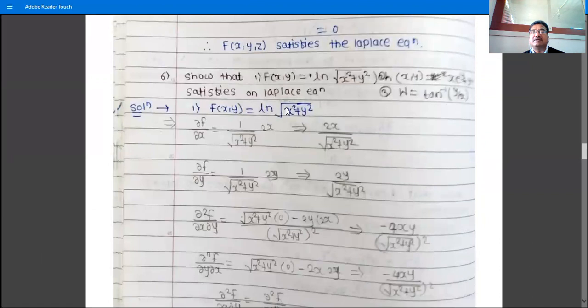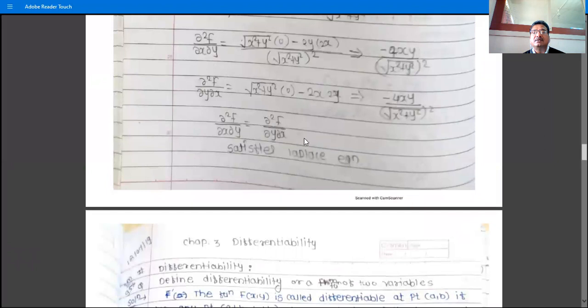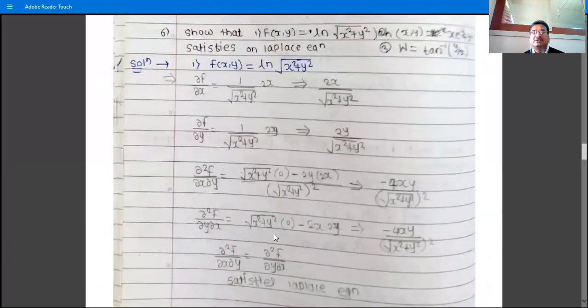So the function f(x,y) is a function of two variables. So find ∂f/∂x, ∂f/∂y, ∂²f/∂x∂y, ∂²f/∂y... This is not actually the Laplace equation, this is wrong. First find ∂f/∂x, then find ∂²f/∂x². Then find ∂f/∂y. ∂f/∂y is this. Then find ∂²f/∂y² by using u by v. Here also u by v. And then show that ∂²f/∂x² + ∂²f/∂y² is equal to 0. So similarly solve this problem.